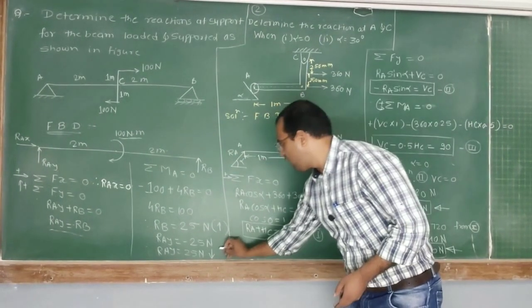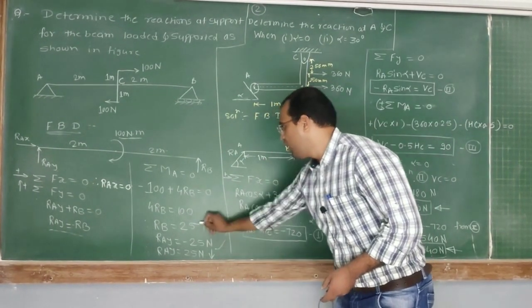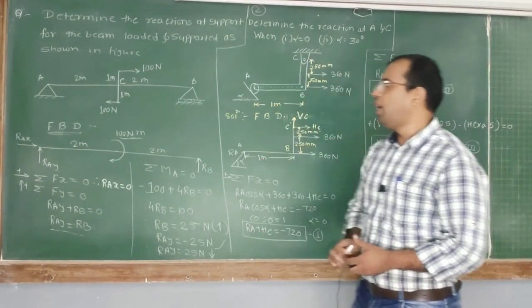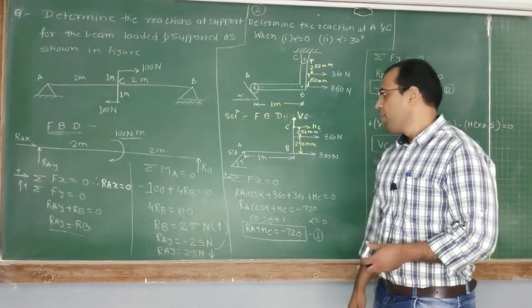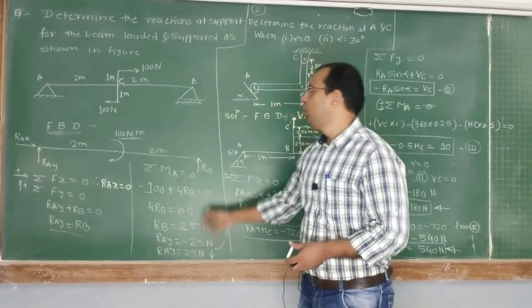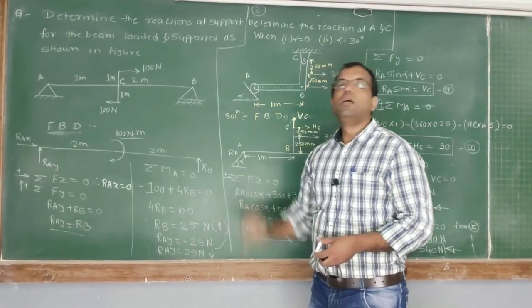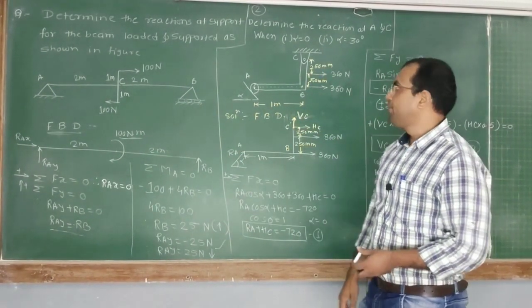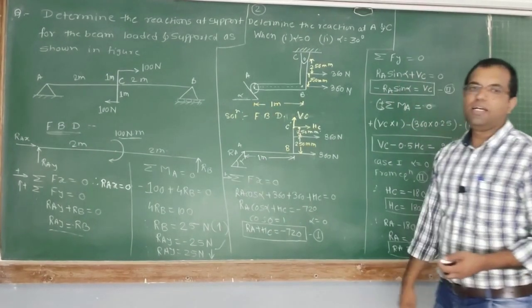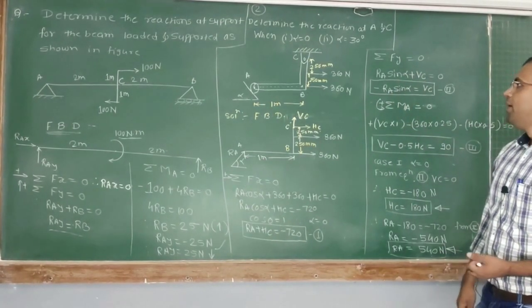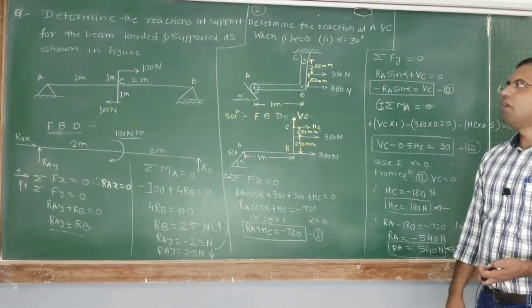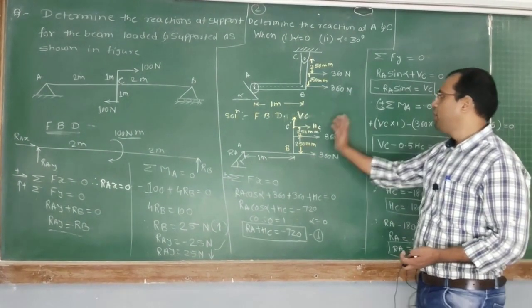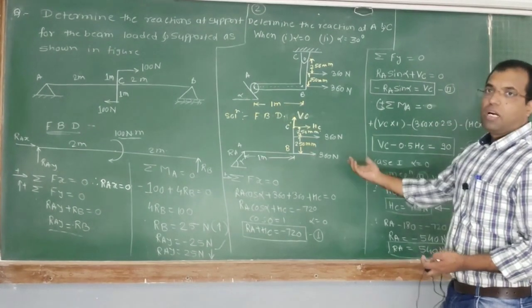So thus we are in position to find out RAY and RB, and RAX already we know that it is 0 by summation of f of x equation. Thus we are in position to find out all the support reactions. Let's come across the second problem. This problem is of parallel force, non-concurrent parallel forces. Now this problem is concurrent forces.